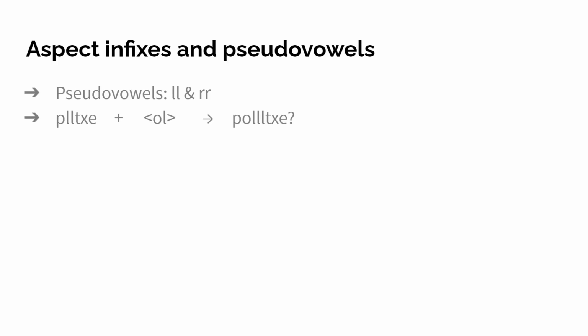So maybe if you paid attention very closely, you are now a bit confused what happens if you put these in front of pseudovowels. Just as a repetition, pseudovowels are the double L and double R, and the ol ends in L and the r ends in an R. So we would get like three times L and three times R there, right? So will it look like this? So plte plus ol becomes polte or something like that? No. The double L disappears here. So we get polte.